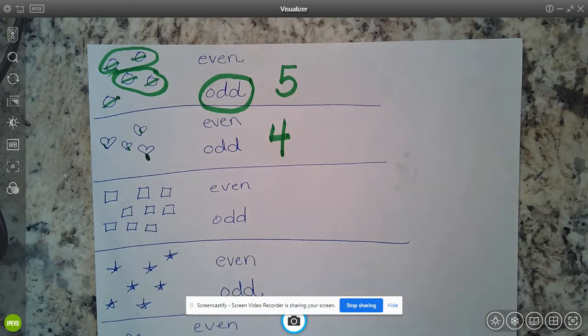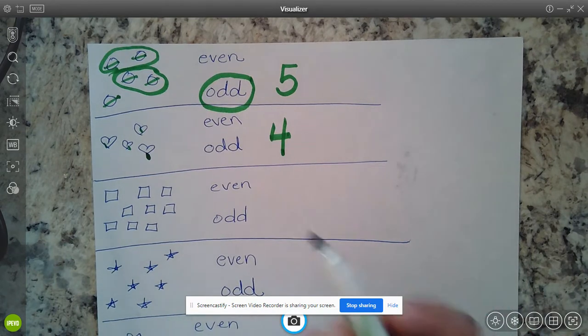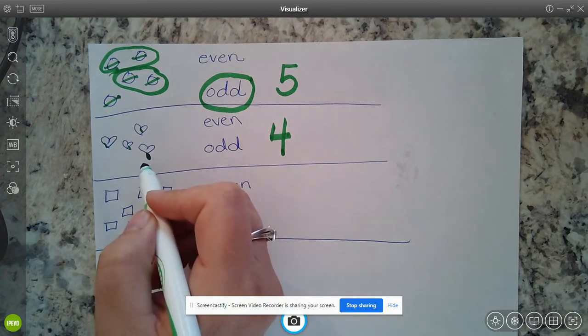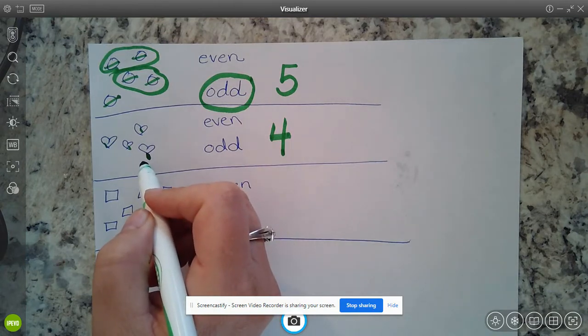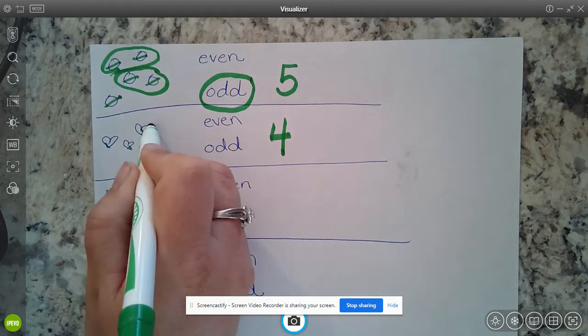If I want to divide these hearts into 2 equal groups, I know I can put 2 in one group, 2 in another group. Do I have any hearts left over? I do not. I can divide these hearts, or the number 4 hearts, into groups equally. So that means the number 4 is even.